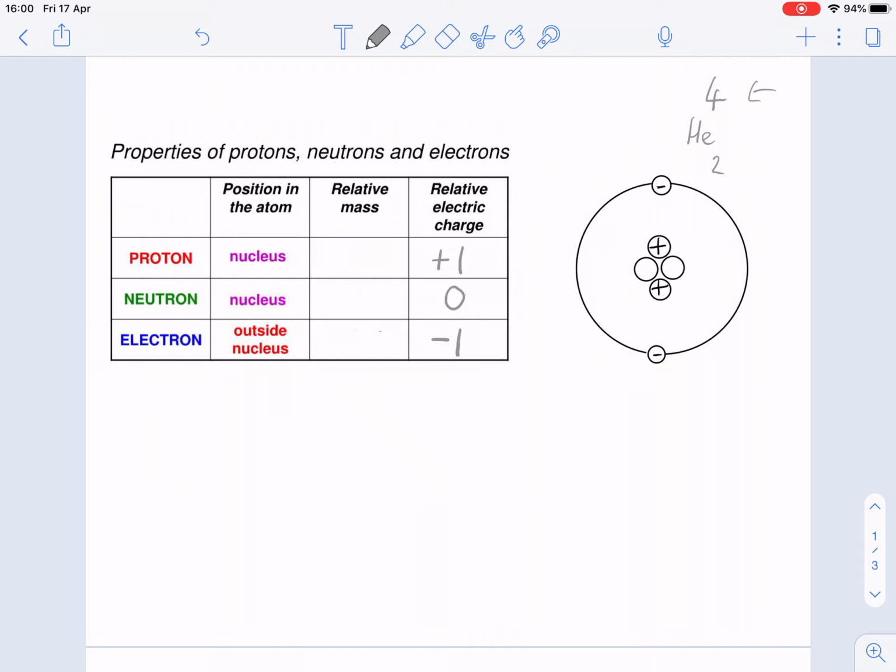And that's where we get this idea of how much mass a proton has and how much mass a neutron has. Because actually, there's 4 subatomic particles, the mass number is 4, that means that they have a value of 1 each. So a proton has a mass of 1, and a neutron has a mass of 1. Now that doesn't necessarily mean 1 gram or 1 kilogram, it's an arbitrary unit to symbolise that protons and neutrons have the same mass.